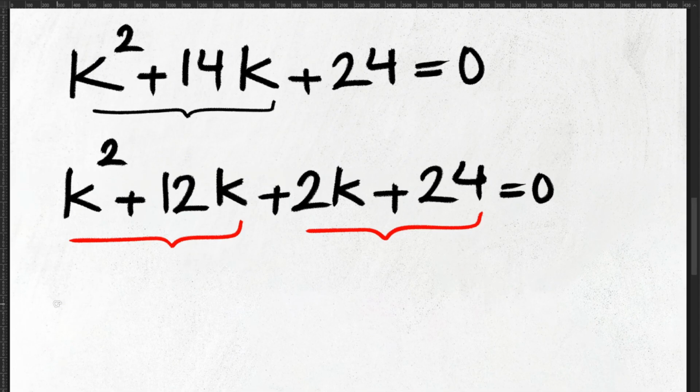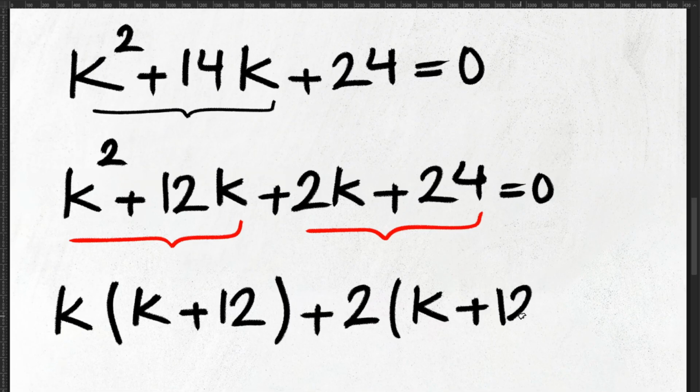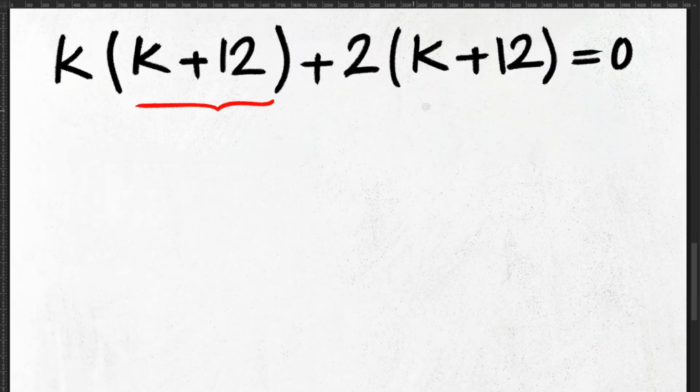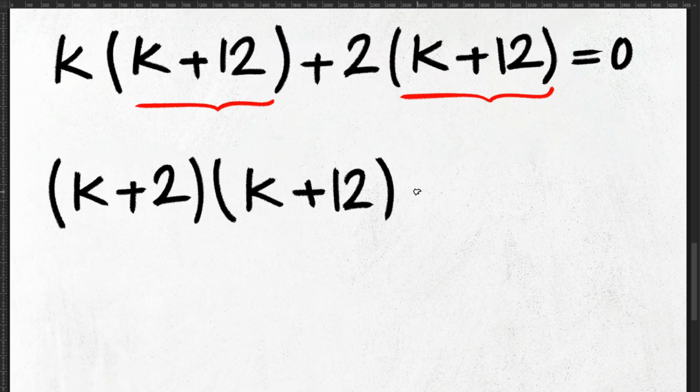Grouping the terms, we get k times (k + 12) + 2 times (k + 12) = 0. Factoring out the common binomial, we have (k + 2) times (k + 12) = 0. Solving for k, we find our two solutions.